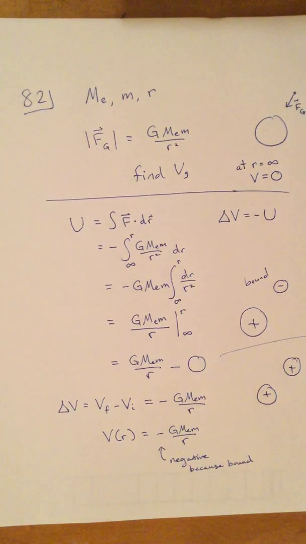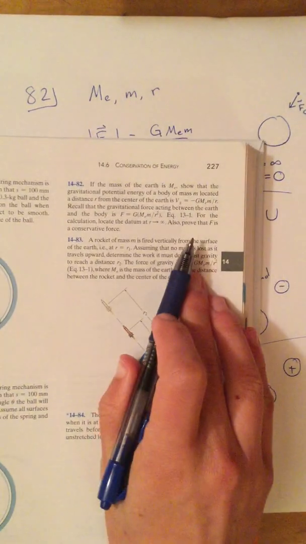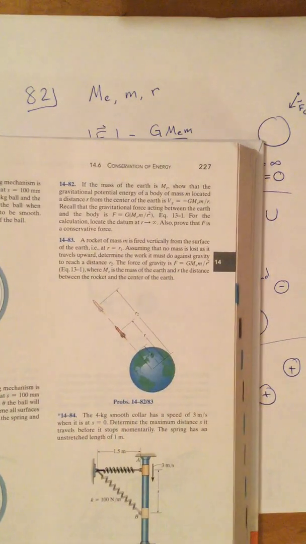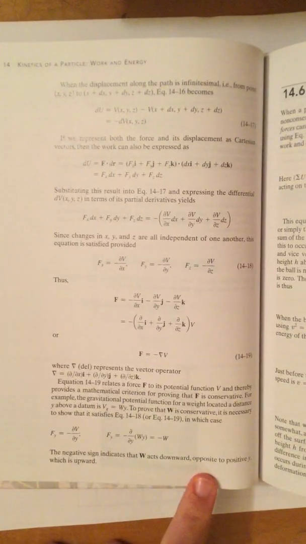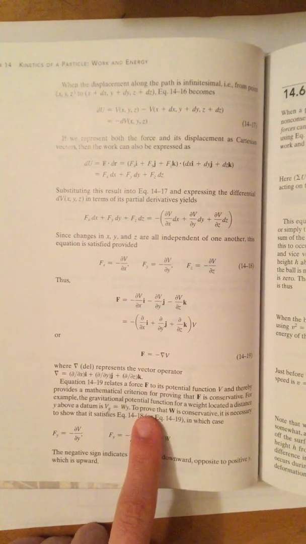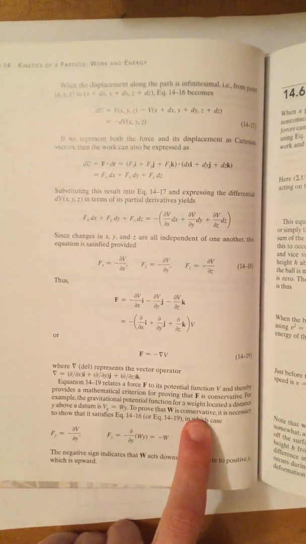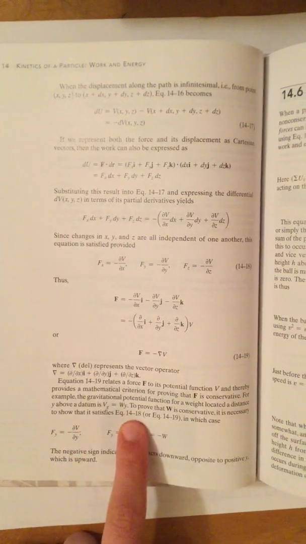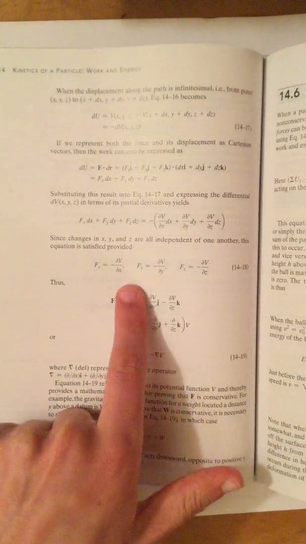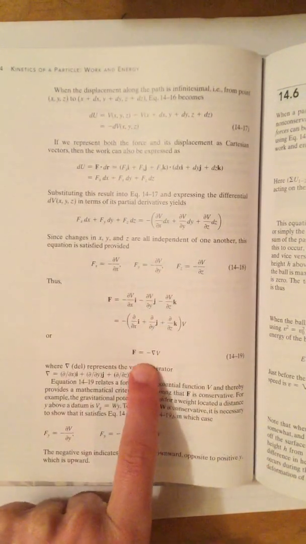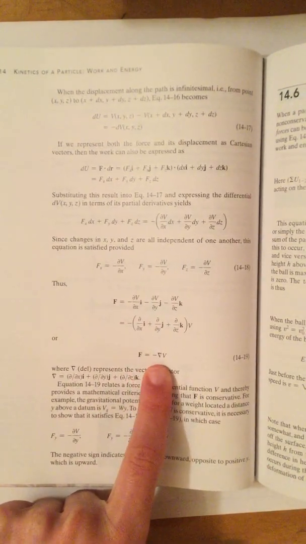And we also are supposed to prove that F is a conservative force. To do this, we have to go back to page 216. You should be reading through this on your own, but on page 216, they tell us that to prove that W is conservative, it is necessary to show that it satisfies either equation 14.18 or 14.19. This is 14.18, this is 14.19. If your force is the negative gradient of the potential, then it is a conservative force.